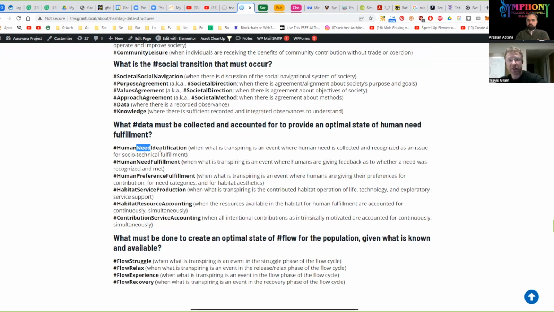So you have human need identification, human need fulfillment, human preference fulfillment, habitat service production, because the habitat services require being produced in order to meet needs and therein preferences. Then you have resource accounting, and then contribution service accounting. And what are we doing this for in terms of our lifestyle, but to experience some of the greatest states we can experience on the planet in these bodies, essentially flow, the experience of flow.